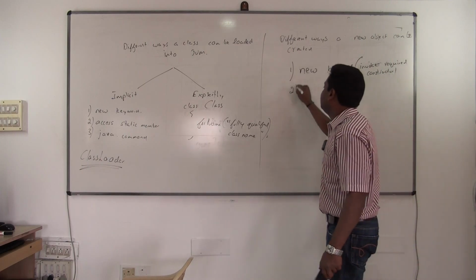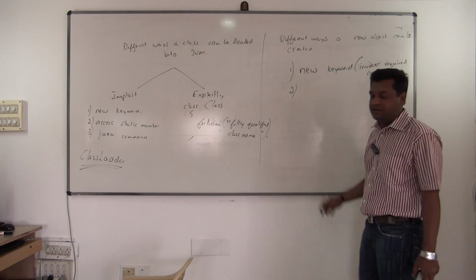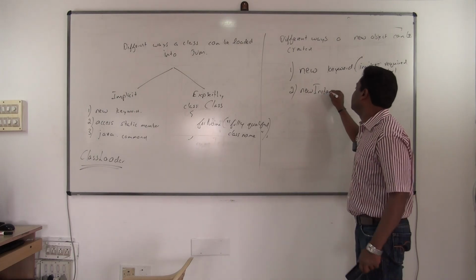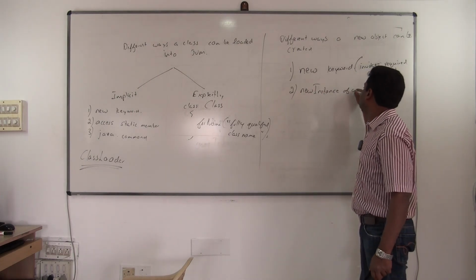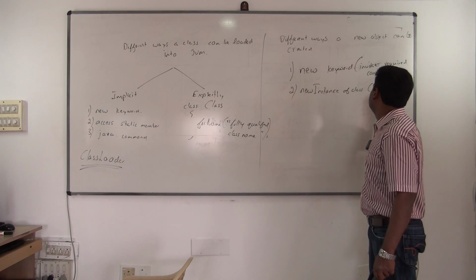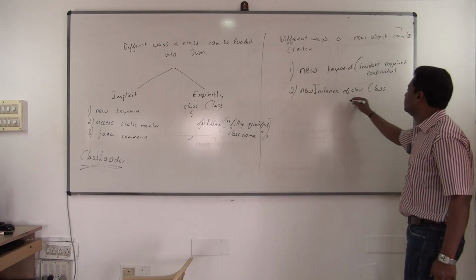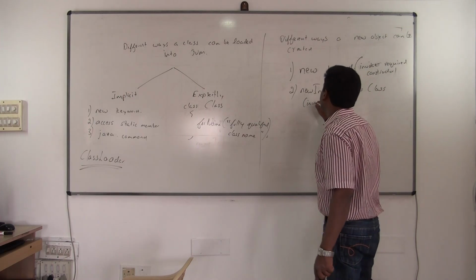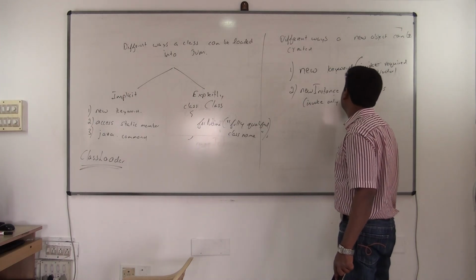Done. The second way of creating an object is the newInstance method. This method is present where? In the Class class. This will invoke only the default constructor.